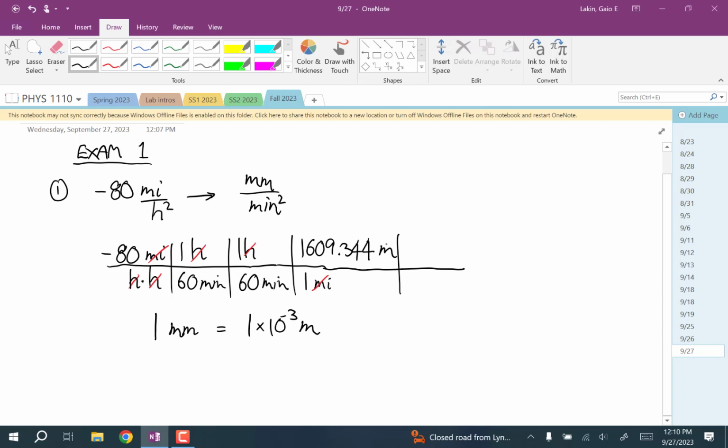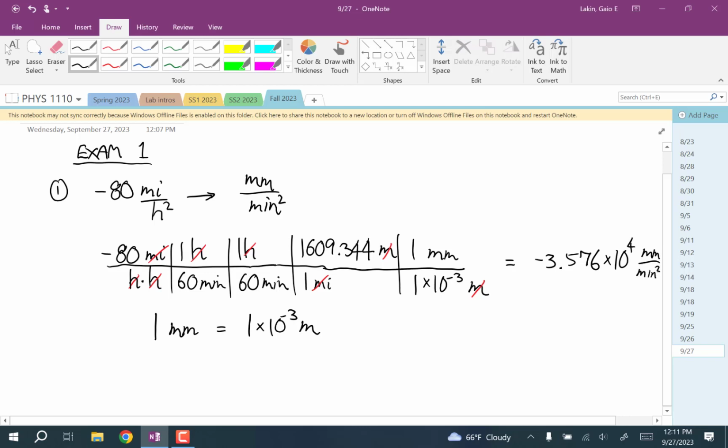We want to cancel the meters that are on the top right now. So I'm going to put the 1 times 10 to the minus third meters down there. The 1 millimeters up here. Those cancel, and now we're in the units we want. And if you punch this into your calculator, you get negative 3.576 times 10 to the fourth millimeters per minute squared.